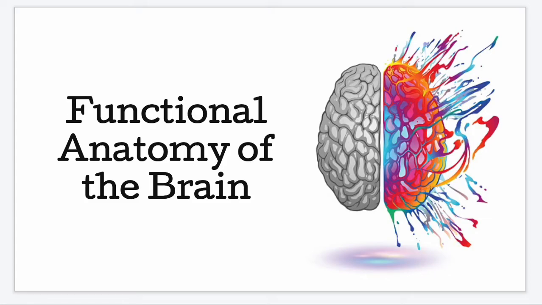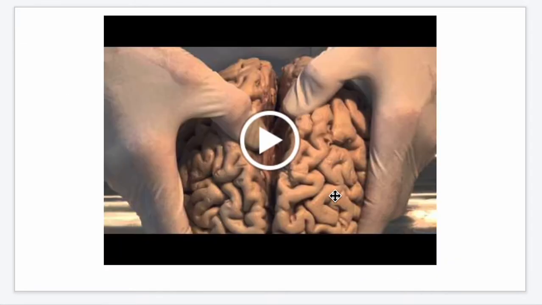So now we're going to discuss the functional anatomy of the brain. The brain is the largest and most complex mass of nervous tissue in the body. You have your four major regions: the cerebral hemispheres, the diencephalon, the brainstem, and your cerebellum.